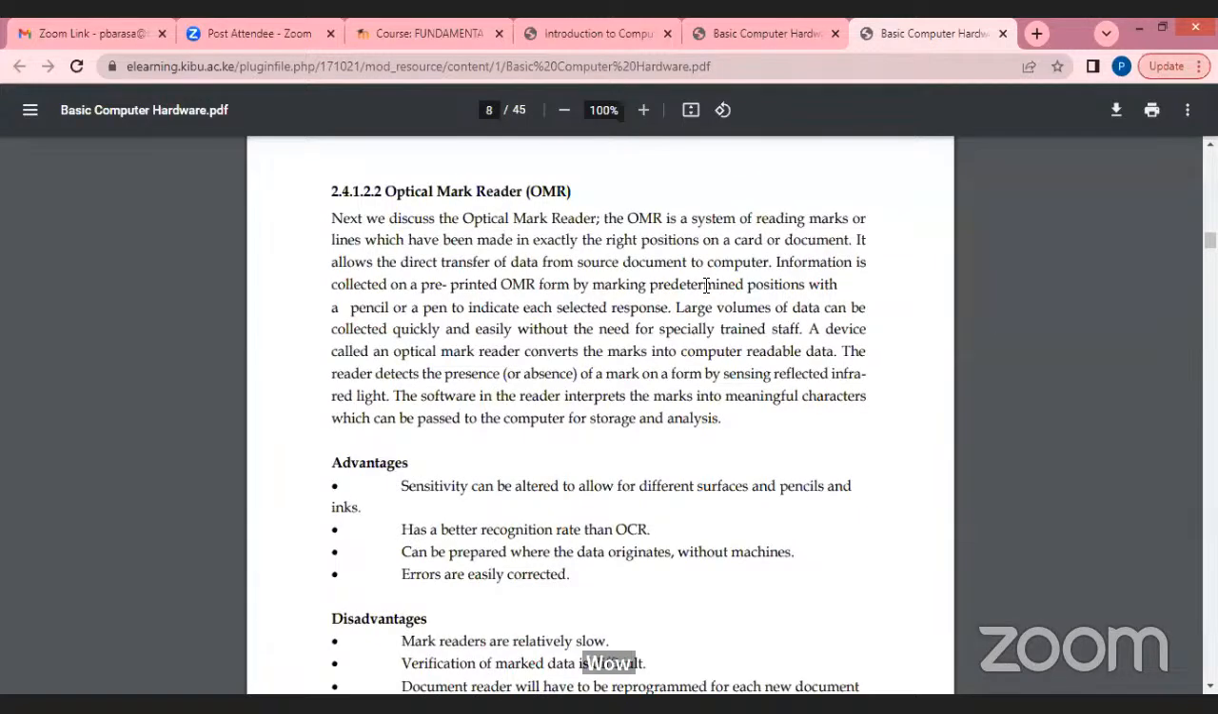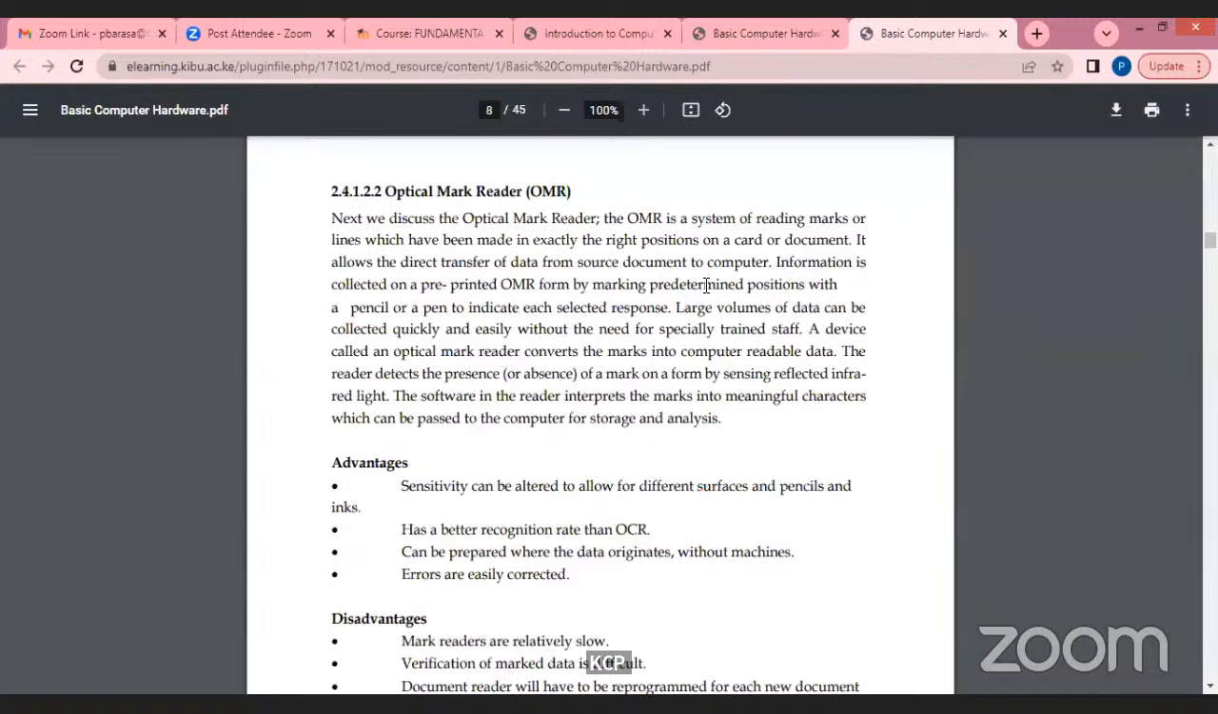Kindly look at that. Then we have the optical mark reader, the OMR. The OMR is a system of reading marks or lines which have been made in exactly the right position on a card or a document. It allows the direct transfer of data from source document to computer. Information is collected on a pre-printed OMR form by making marks in predetermined positions with a pencil or pen to indicate each selected response. And I think this OMR is what was used to mark your KCPE. Optical mark reader is what was used to mark your KCPE.